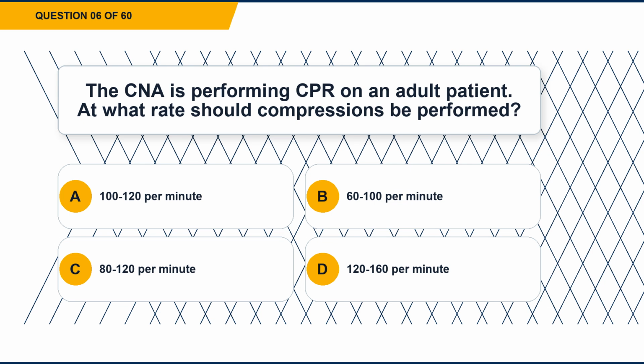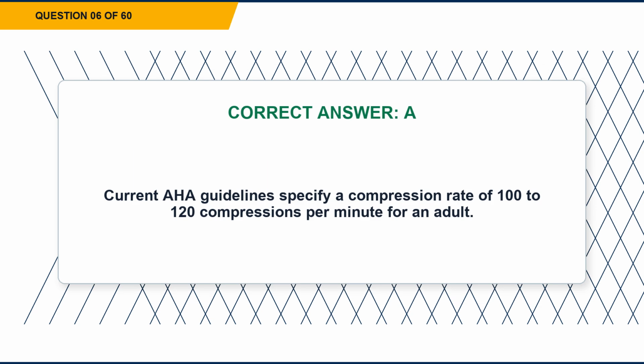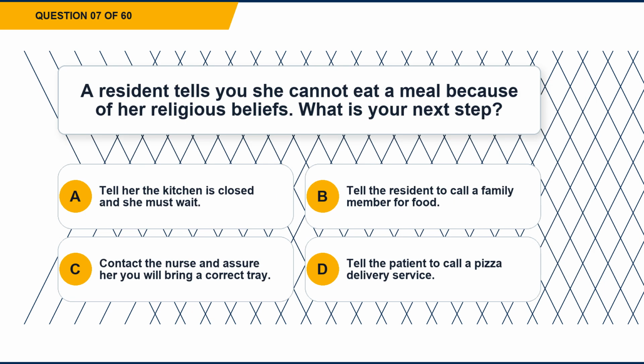Question 6. The CNA is performing CPR on an adult patient. At what rate should compressions be performed? Option A. 100-120 per minute. Option B. 60-100 per minute. Option C. 80-120 per minute. Option D. 120-160 per minute. The correct answer is option A. 100-120 per minute. Explanation. Current AHA guidelines specify a compression rate of 100 to 120 compressions per minute for an adult.